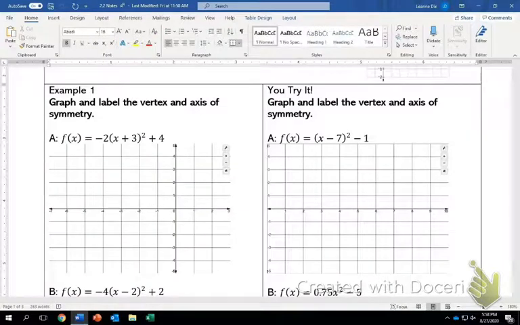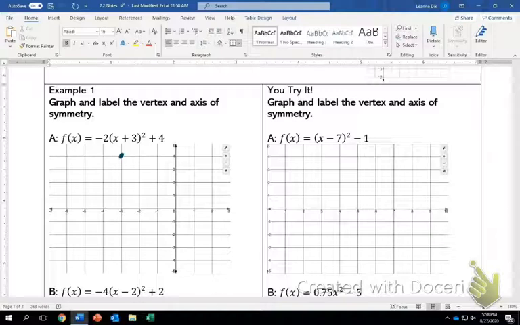So in example 1, and again, this is something we've already done, but now we're just going to graph it. Example 1a on the left-hand side is negative 2 times the quantity of x plus 3 squared plus 4. If we were to follow our directions from the origin, the positive 3 on the inside means we need to go to the left. And then the positive 4 on the end is going to say we need to go up. So if I go to the left 3 and up 4, then I should have a point around here.